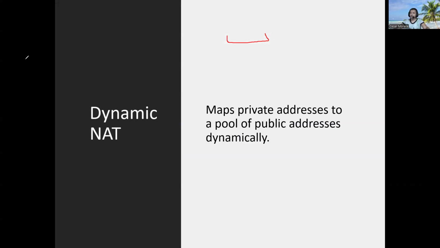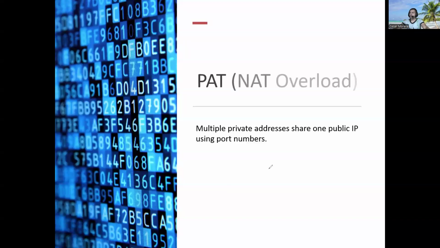What is dynamic NAT? Let me just clear this. I'm just going to clear everything. It maps private addresses to a pool of public addresses dynamically. PAT, NAT overload: multiple private addresses share one public IP using port numbers. That is the definition for NAT overload or PAT, when multiple private addresses share one public IP using port numbers.